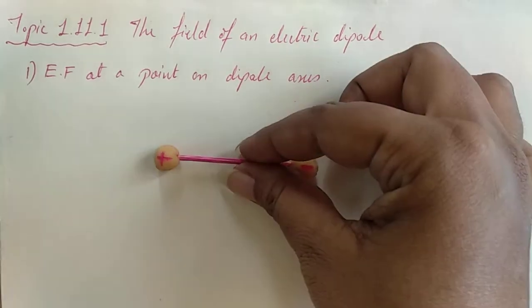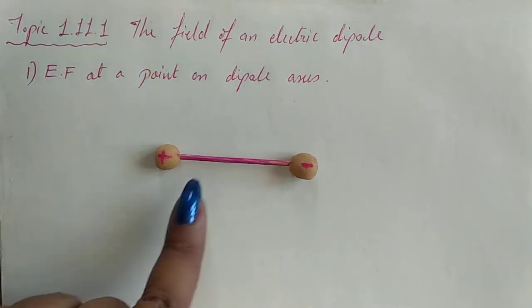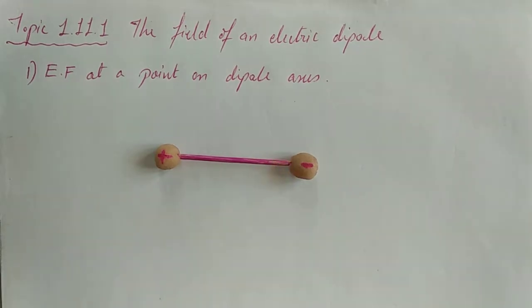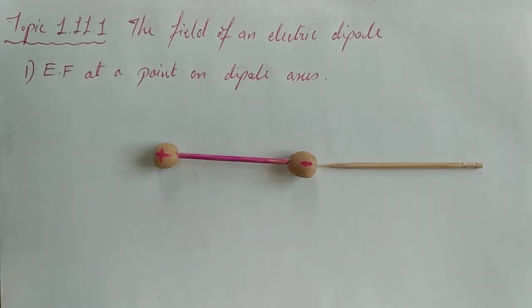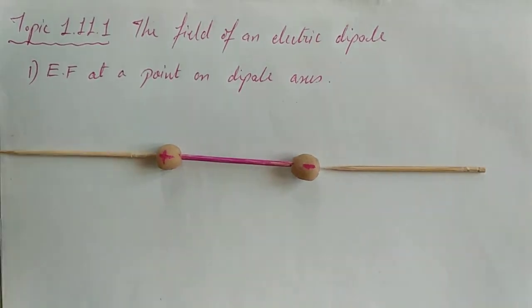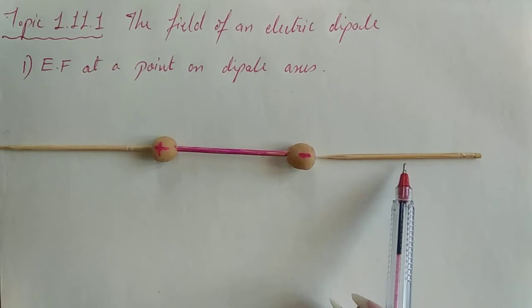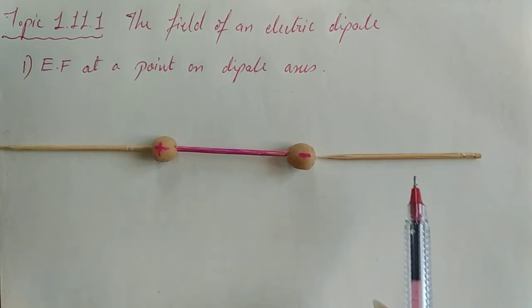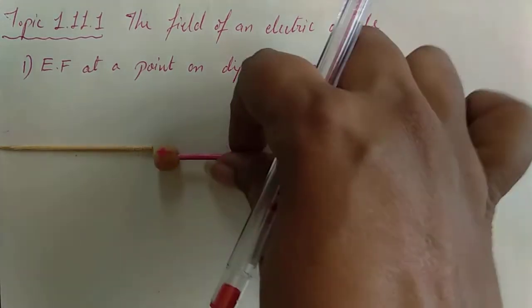Suppose we are having a dipole like this: this is the positive charge, this is the negative charge, and the distance between both the charges is 2a. Suppose I draw a line like this, then this can be considered as the dipole axis. And now we want to find out electric field at a point which is on the dipole axis. It can be somewhere here, nearby to the positive charge, or somewhere here, nearby to the negative charge. We'll be calculating electric field at a point here. So we'll draw the figure for that.